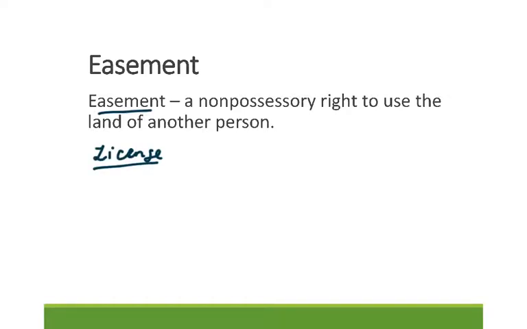Now, an easement is not the only type of non-possessory right to use the land of another. There is also something called a license that is briefly reviewed in your book. I just want to again emphasize the difference between an easement and a license. An easement is typically thought of as something that flows with the land. So when a piece of land is transferred, the easement continues with the land. A license, on the other hand, is revocable. It can be revoked at any time.